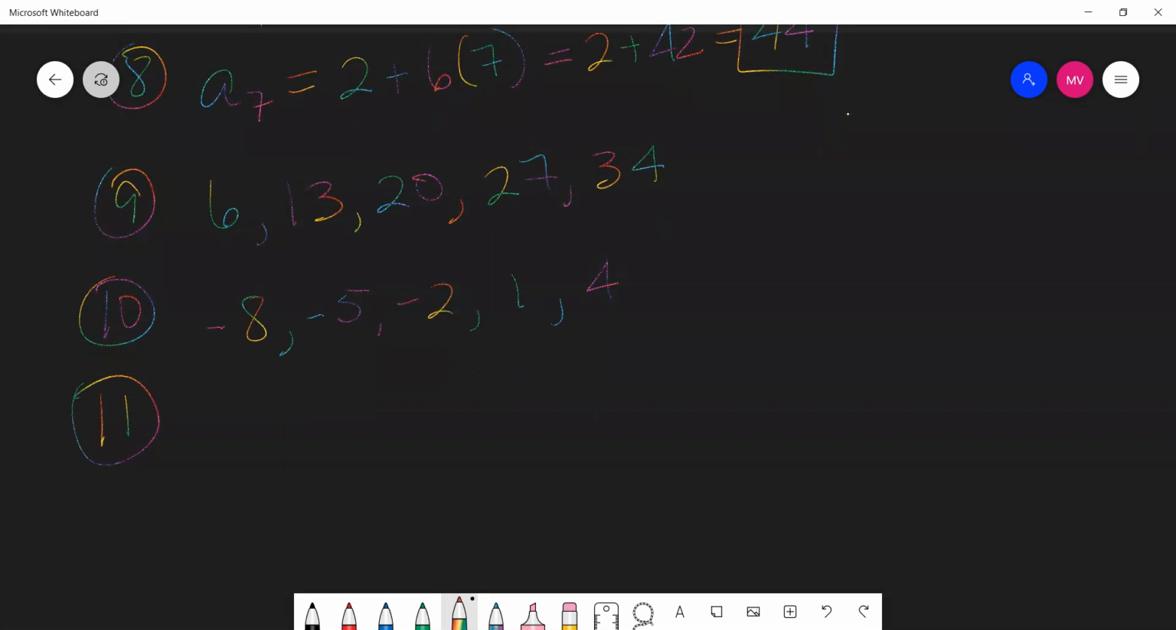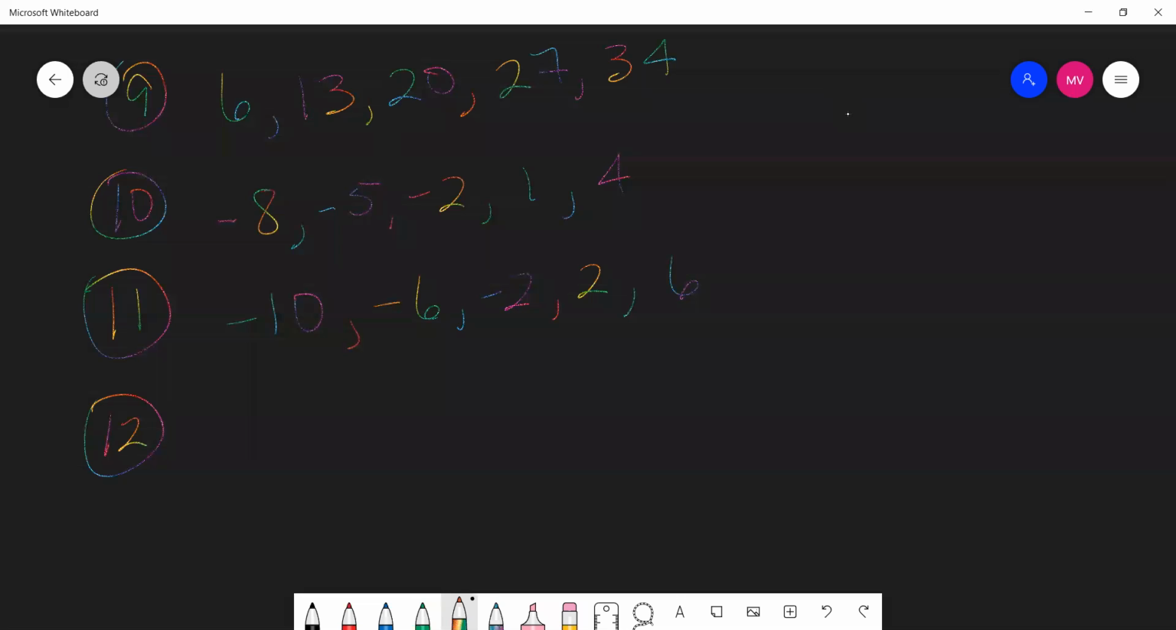Number 11, A1 is -10. The difference is 4. So it becomes -10 plus 4 is -6. -6 plus 4 is -2. -2 plus 4 is 2. And 2 plus 4 is 6. All right, last one.